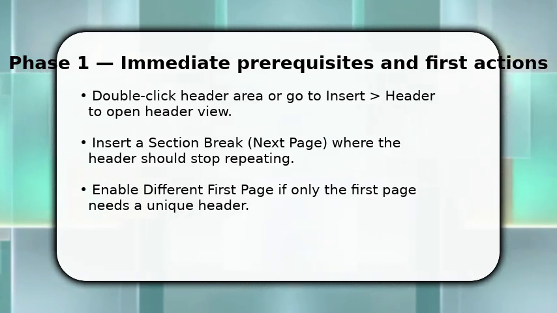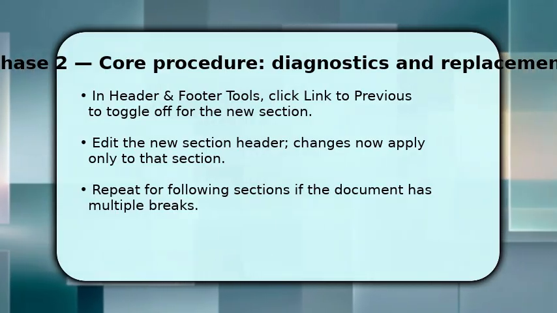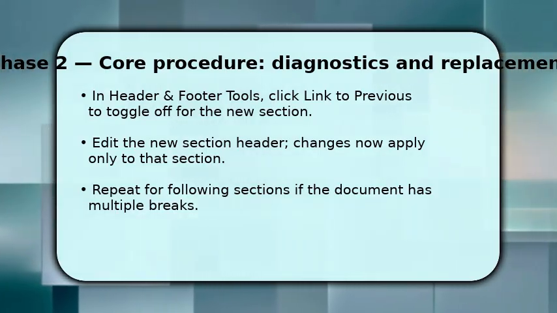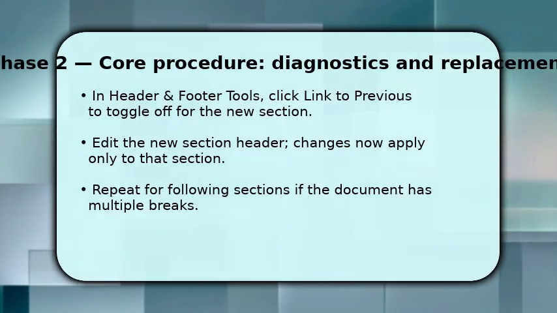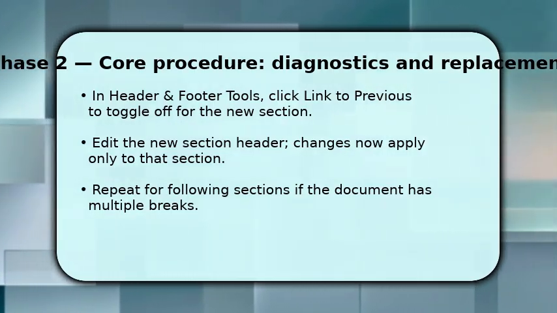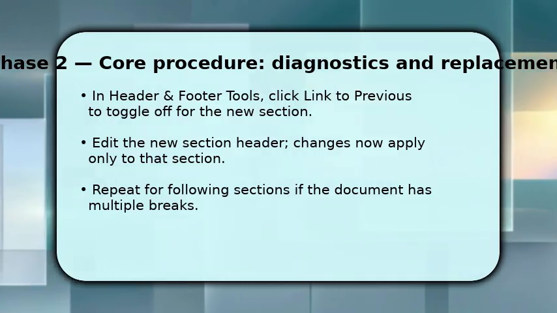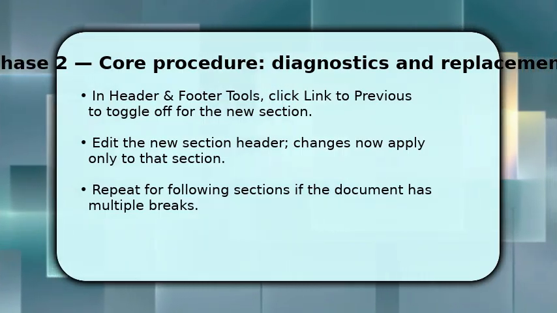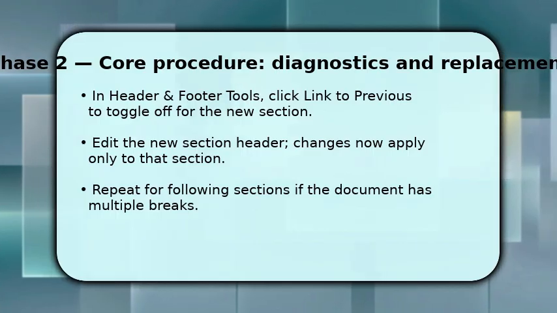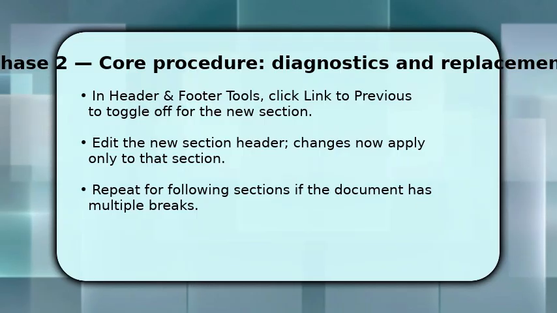Once the new section exists, you must unlink its header from the prior one. Click Header and Footer tools, linked to previous, to turn it off. Now edit the header in the new section, delete or replace content, because changes will stay confined there. If you have multiple sections, repeat unlinking and edits for each, ensuring consistency where needed. Remember, unlinking breaks inheritance, which is why headers stop repeating. Save periodically, so you can revert if a change affects other sections.